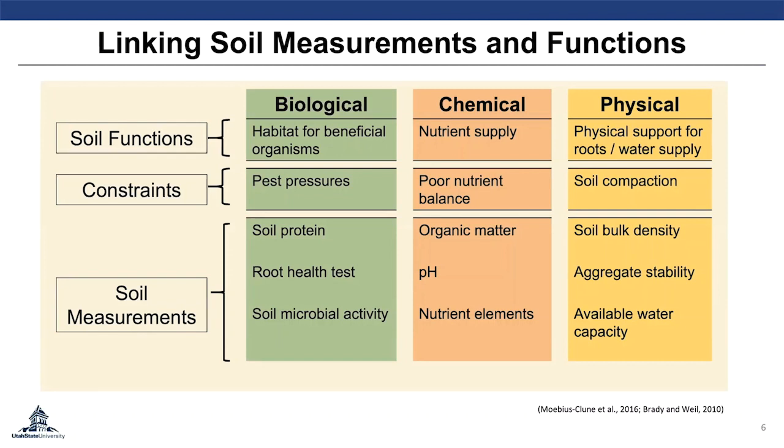With your physical constraints, you may be seeing soil compaction. So you have lower water supply or lower support for roots in deep rooting plants. So you want to take measurements of bulk density or aggregate stability or even available water capacity. So these are just some ideas of places you can start so that you can start to get a good picture in describing the status of your soil.